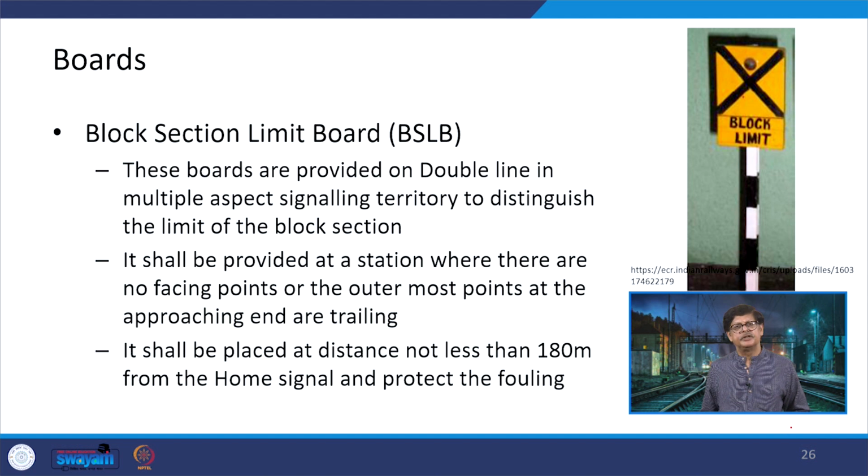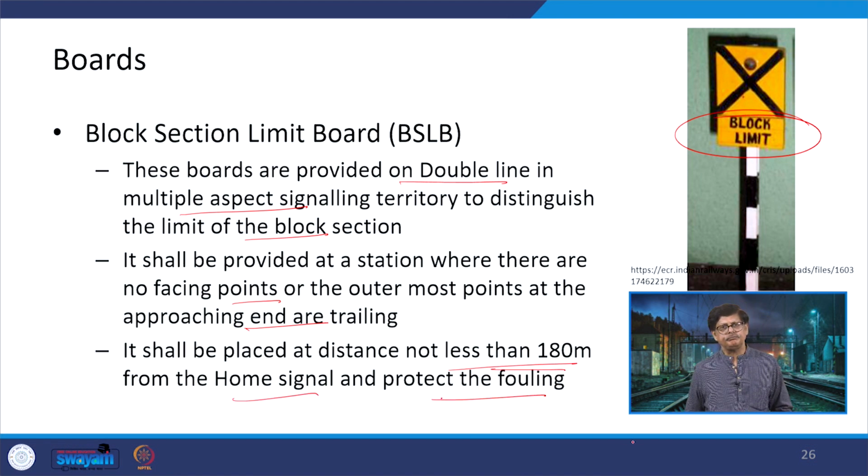Block section limit board, BSLB, the design is same, the information is different at the bottom. These boards are provided on double line in multiple aspect signaling territory to distinguish the limit of the block sections. It shall be provided at a station where there are no facing points or the outermost points at the approaching ends are trailing. It shall be placed at a distance not less than 180 meters from the home signal and protect the following. We discussed about it in the previous lecture also.